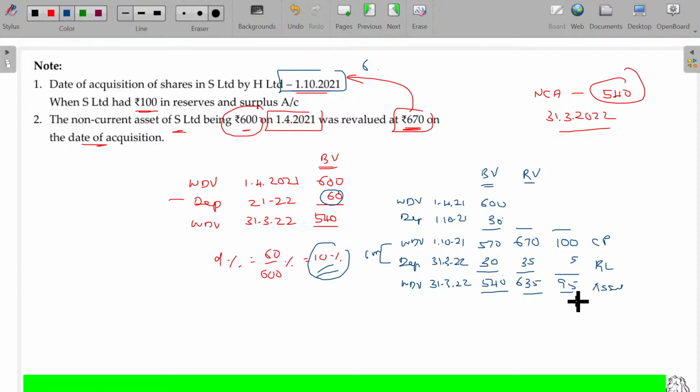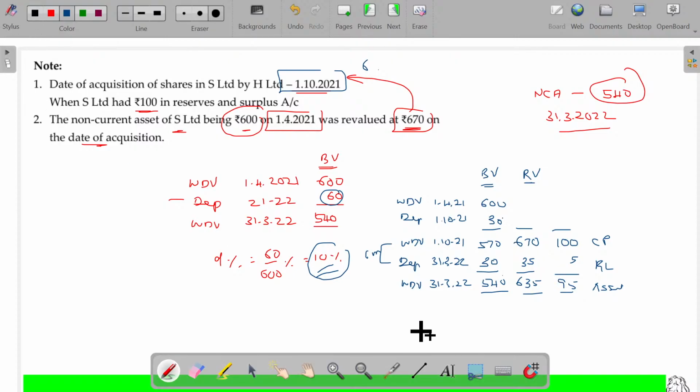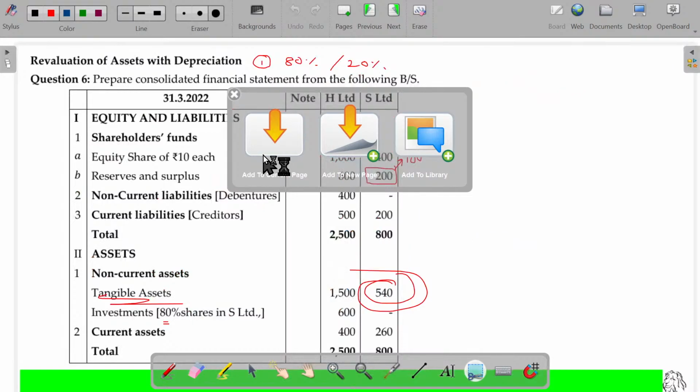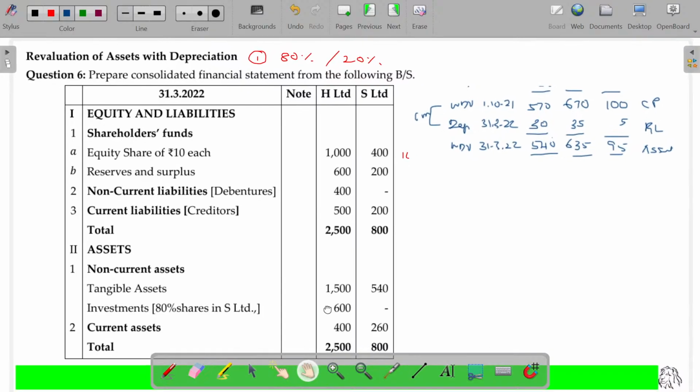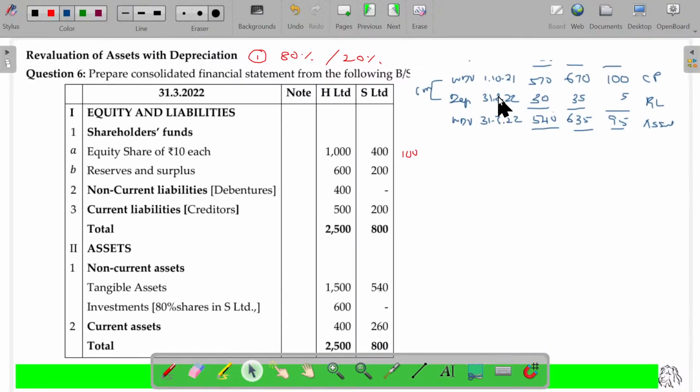Is that okay? Clear? This calculation is pretty important. I want at least this part. Is that clear? I'll keep it here. Rest of the things are very simple. You can calculate the rest of the things as usual.